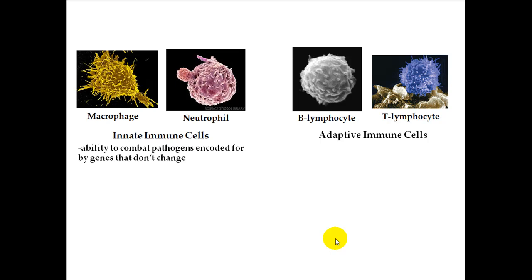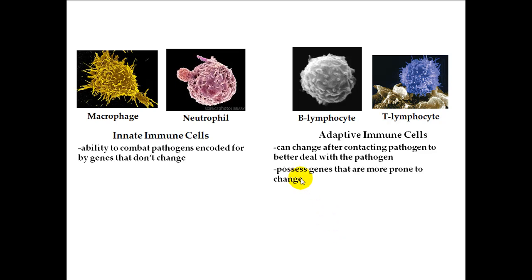So let's sum that up here. Adaptive immune cells, the reason why they're called adaptive is because they can change after contacting a pathogen to better deal with that pathogen. And basically the reason why they're able to change their characteristics is because they possess genes that are more prone to change. And we'll see a little bit later that examples of ways that the genes of these types of cells can change is through hypermutation and something else called gene recombination.